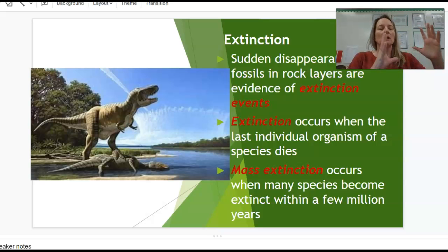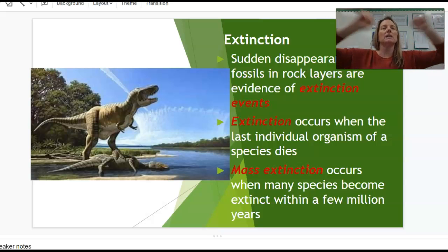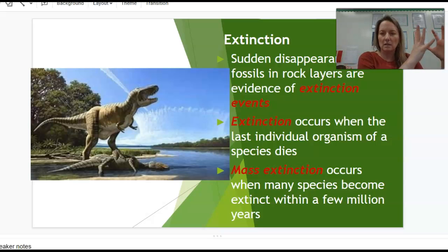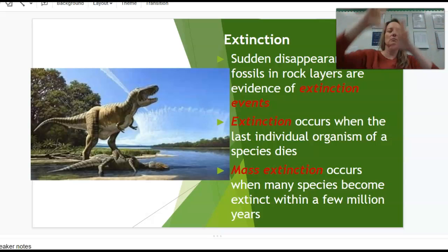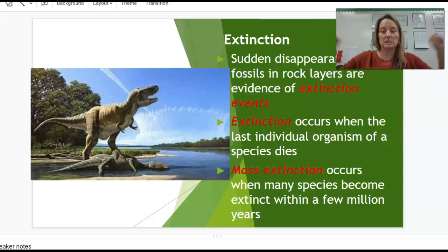You have to measure time in that aspect. A few million years would be like that 1 week in relationship to a year, compared to the billions of years that the Earth has been in existence. So an extinction occurs when the last individual organism of a species dies, and there's no more. That species is extinct.